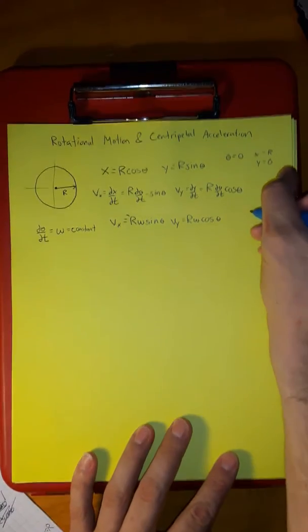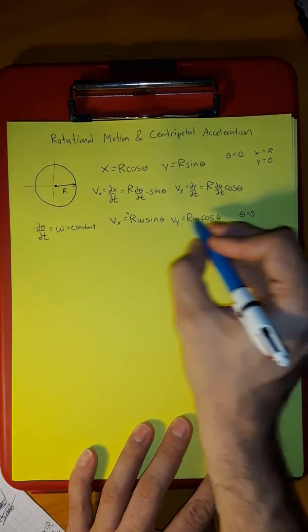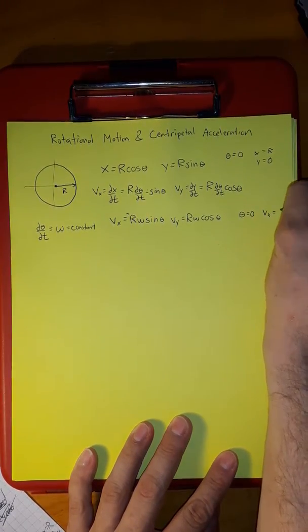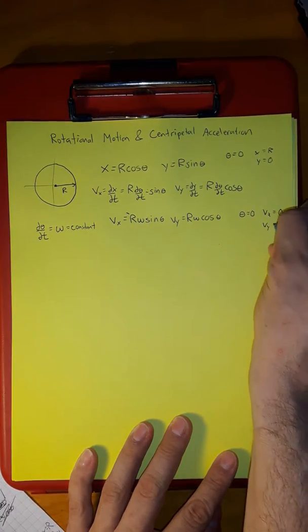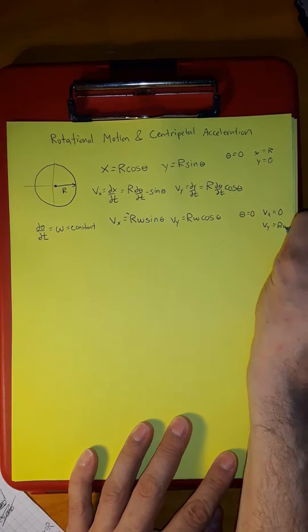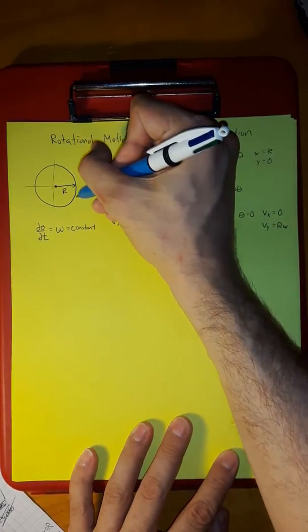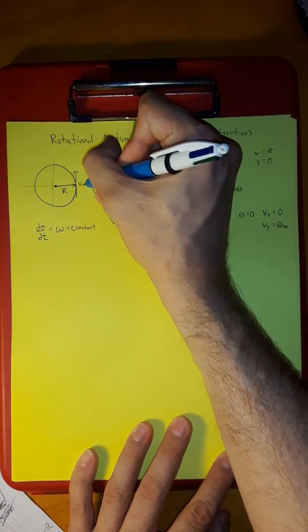So from this, if we take a look when theta is equal to 0, subbing in, our x velocity is now 0, and our y velocity is r omega. And notice it'll be in the positive direction, noting that our velocity is now at a 90-degree angle.